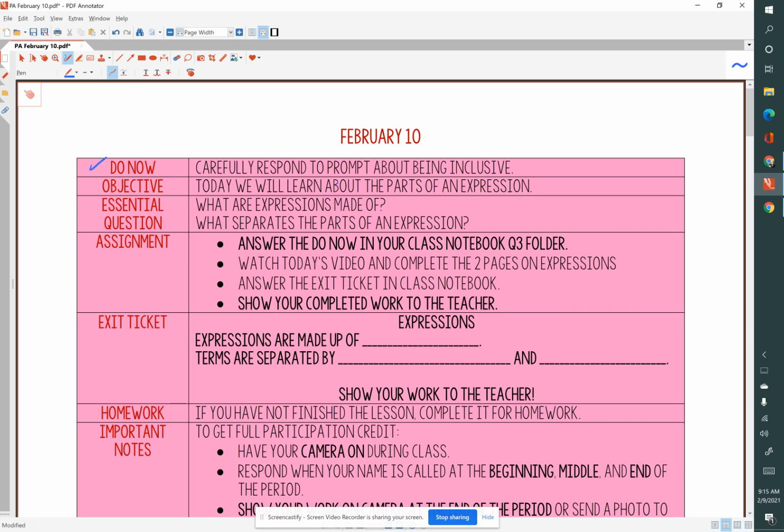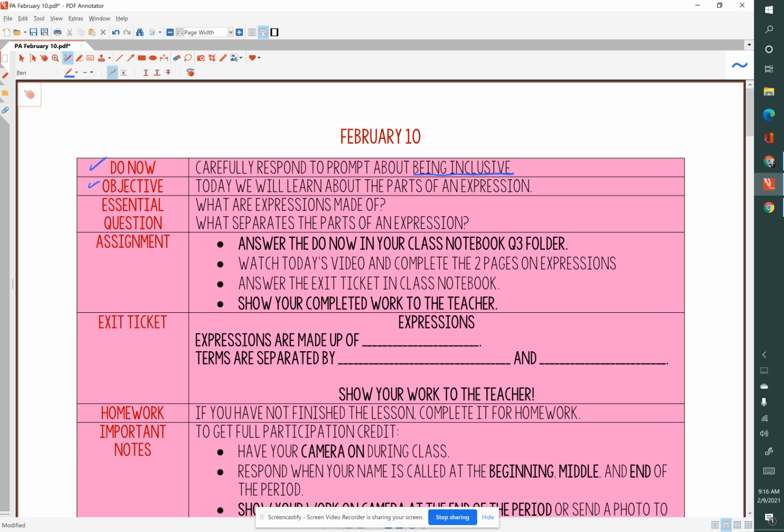We're going to answer a prompt about being inclusive. We want to include everybody so everybody feels welcome. And when you feel included, you feel better. But when you are the person who is reaching out to make someone else feel included, you still feel good about that. In fact, maybe you even feel better.